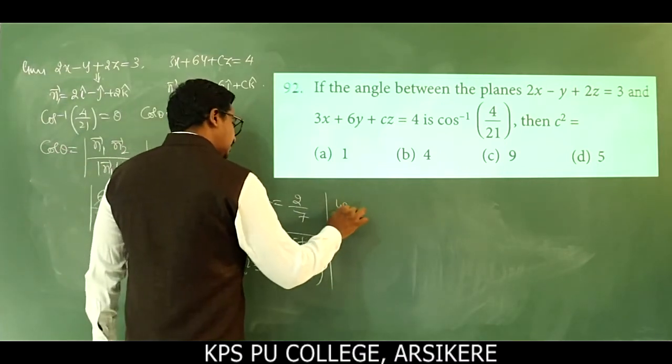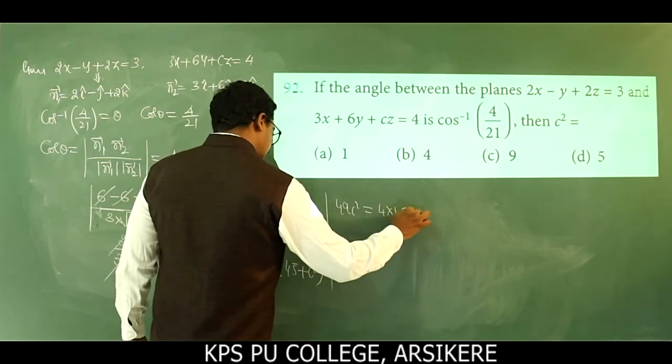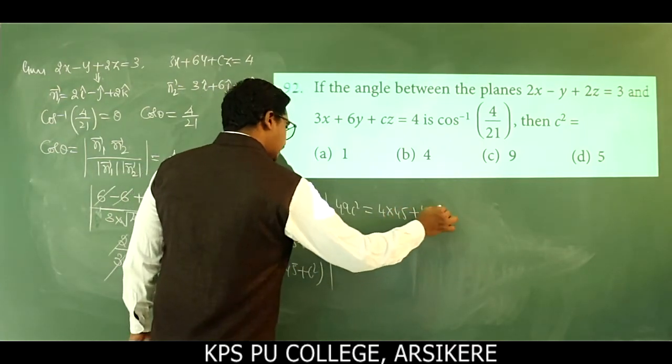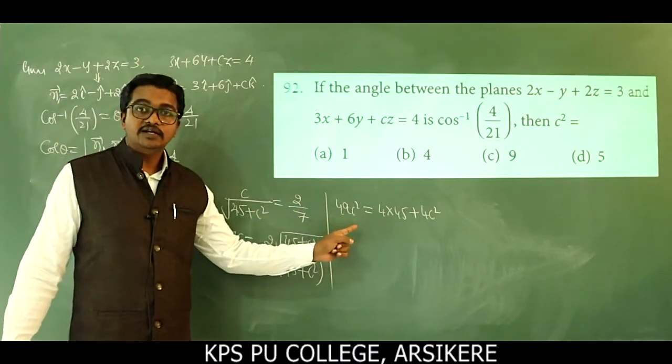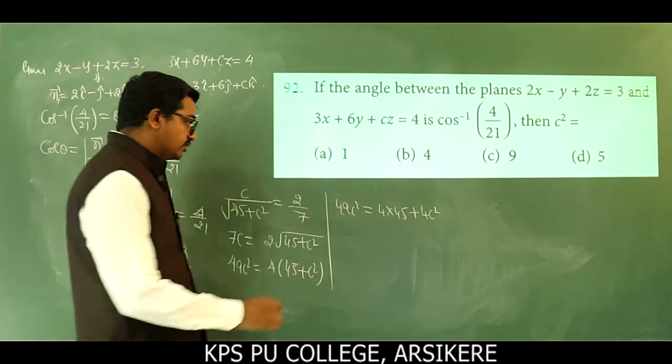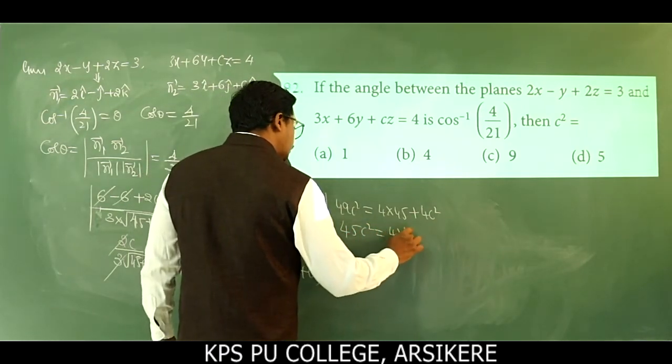Simplification. 49c square is equal to 4 into 45 plus 4c square. Take 4c square to the left hand side. Here we have 49c square, and 49 minus 4 is 45. So we will have 45c square is equal to 4 into 45.